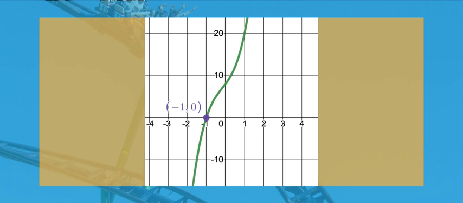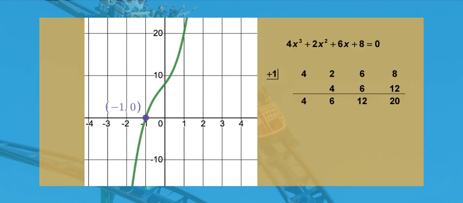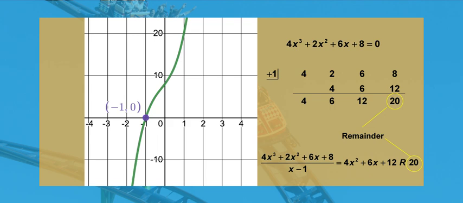But what if we tested x equals +1 as a root? Using synthetic division once again, we get this result. The 20 that you see here is a remainder. But doesn't remainder imply division? Yes. Here is the full division statement showing the remainder of 20. And there is one other thing to notice. This remainder is also the y-coordinate for the function, at x equals 1.